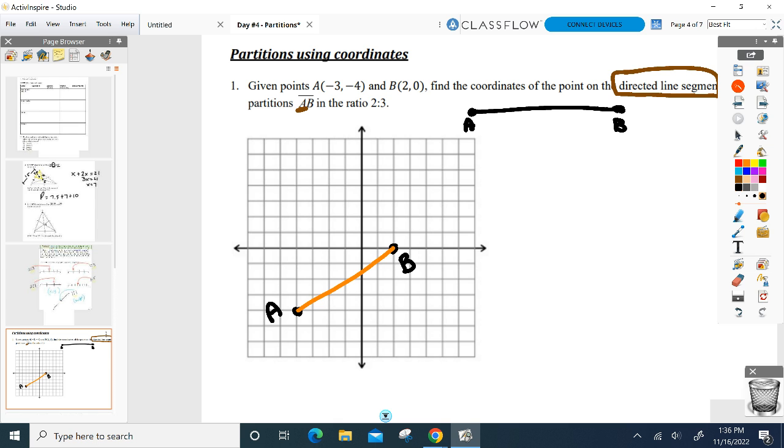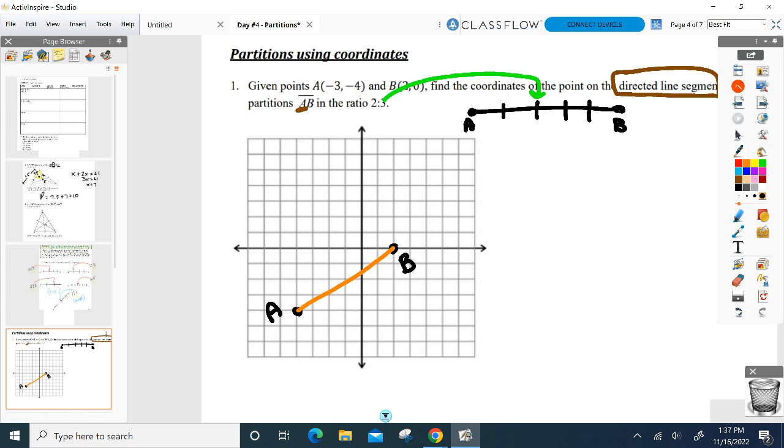So we're going to break it up into a ratio of 2 to 3. So real quickly, what I did up here, I don't want you guys to do it. 1, 2, 3, 4, 1, 2, 3, 4, 5, right? 5 equal parts we're going to break this up into. And the 2 to 3 point is going to be, let me do that different color, right here. That's what we're looking for on the line segment.